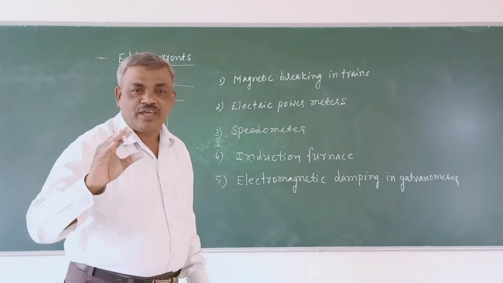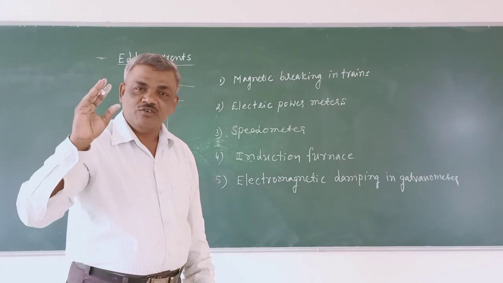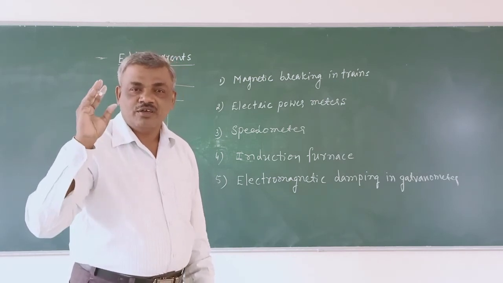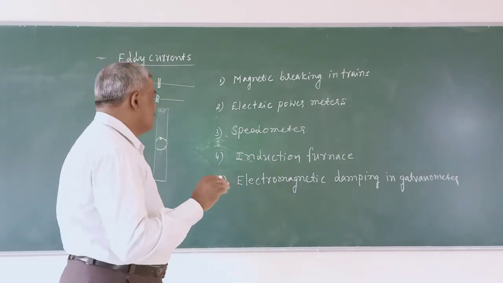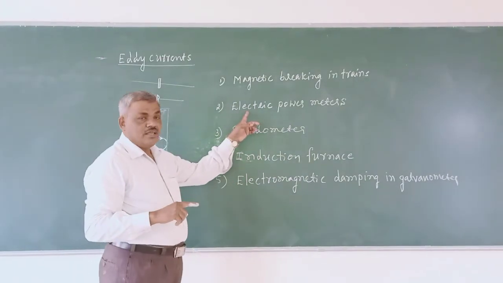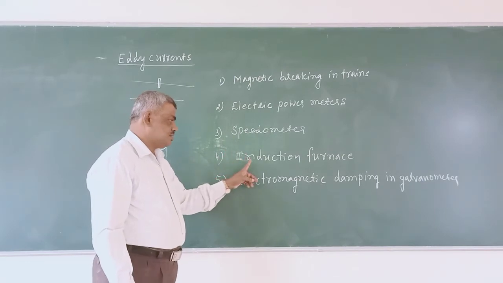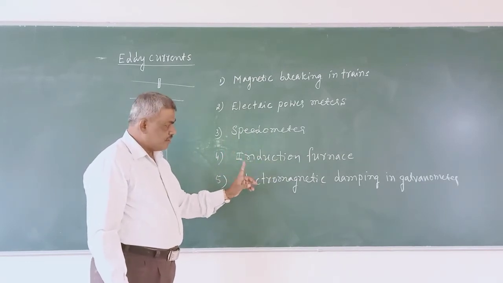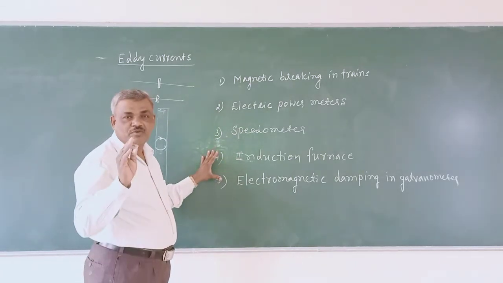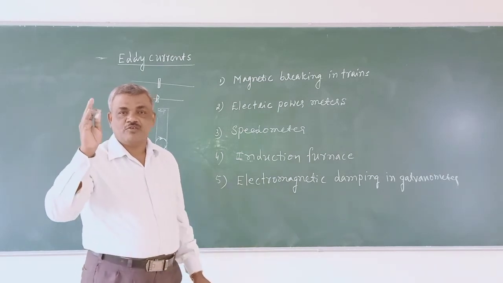I repeat one more time, it is a very important examination point. Mention any 2 or 3 applications of eddy current or advantages of eddy current. The first one, magnetic braking in trains, electric power meters, speedometer, induction furnace, electromagnetic damping in galvanometer. These 5 points are very important, as advantages or applications of eddy current.